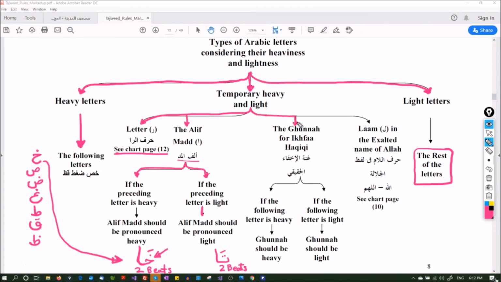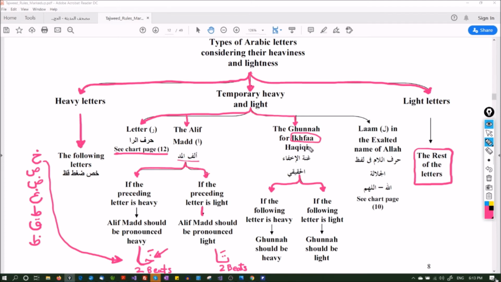Okay. Ghunna. Ghunna means nasal sound. For ikhfa haqiqi, ghunnatul ikhfa al-haqiqi. Okay. We'll have again two scenarios whenever we make ghunna. Now this, we didn't do this. This is in itself an involved topic. Inshallah, we will do it in the near future.